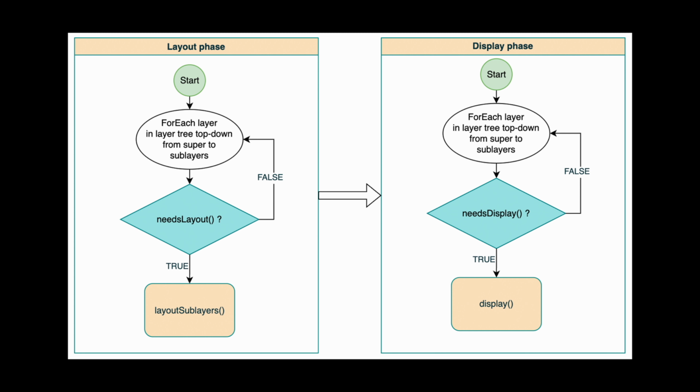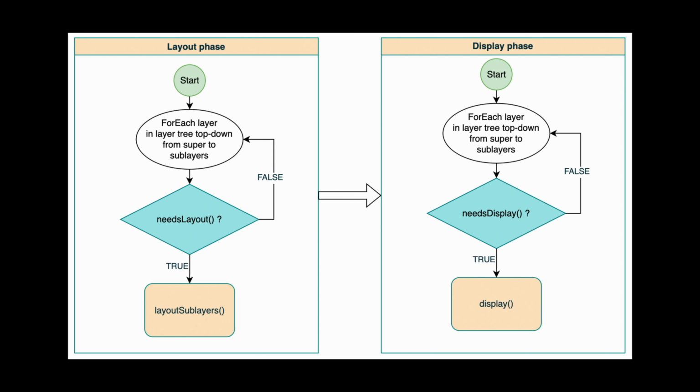Both phases function in a similar manner. Core Animation traverses the layer tree using depth first search, or DFS, starting from the top superview, its UIWindow, down to the bottom leaf layers. If the layer's corresponding flag, returned by needsLayout or needsDisplay, is activated, the layoutSublayers or display methods are called accordingly. These flags can be activated implicitly by modifying the layer's properties, such as bounds, for instance, or explicitly by invoking the setNeedsLayout or setNeedsDisplay methods.